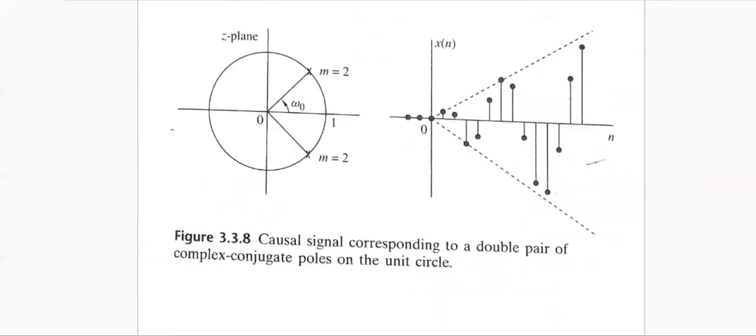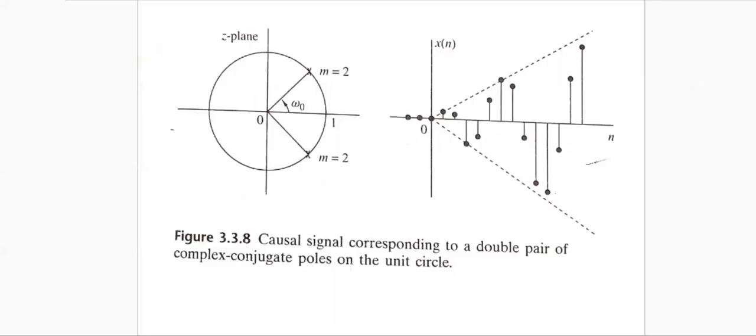This is the last figure at this moment. This is 3.3.8, where it again shows that if you have a multiple pole on the unit circle, meaning two poles at the same location, that gives exactly the sharp rising of your signal and makes the system unstable. So these figures show us the stability with respect to the pole location for different causal signals.